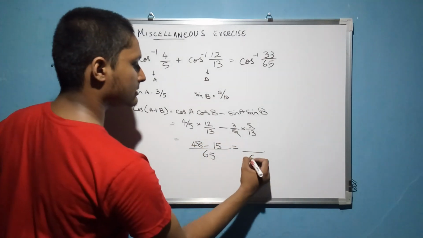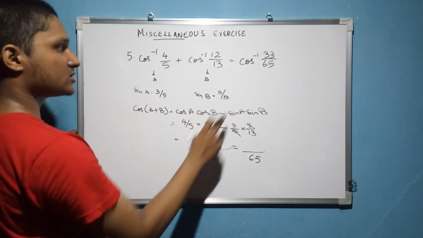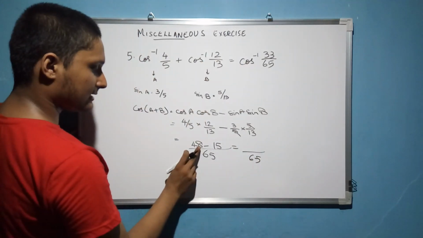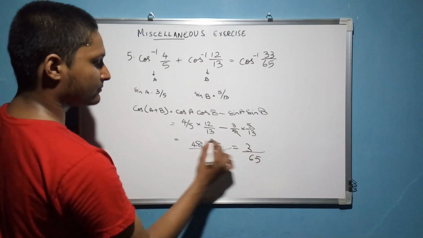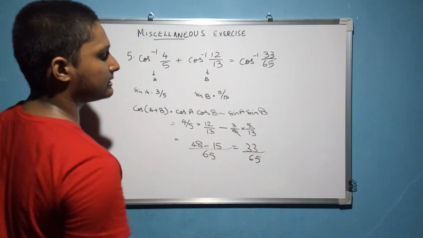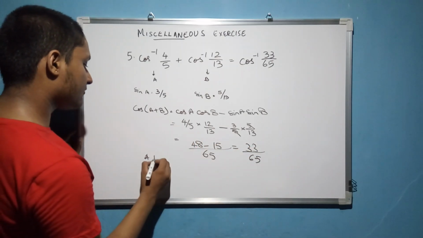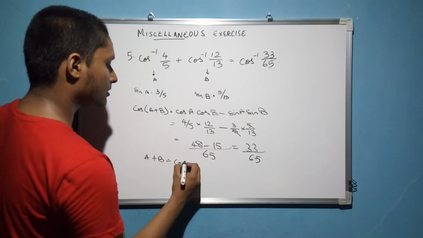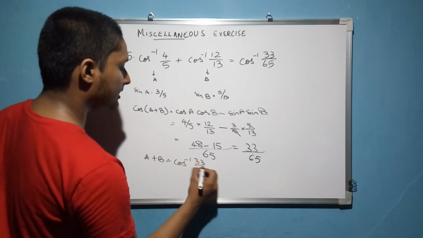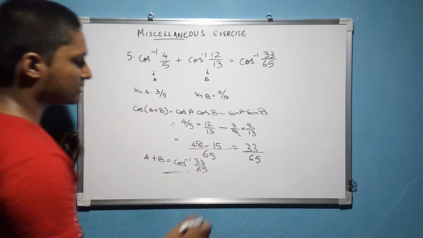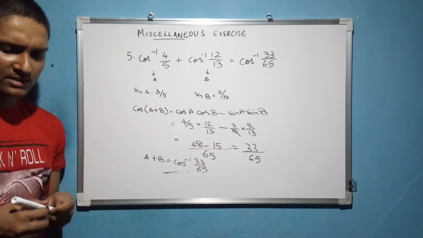So 65. So however you need to get 33. We'll check whether it is 33. 4 minus 1, 3. 8 minus 5 is also 3. 33 by 65. Therefore A plus B is equal to cos inverse 33 by 65. Hence proved the given statement.